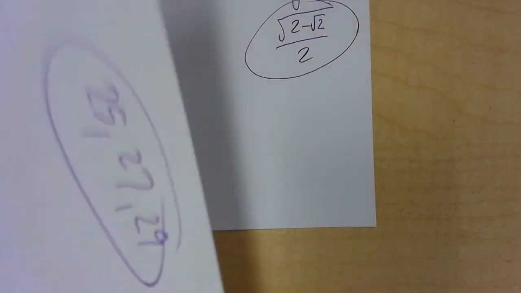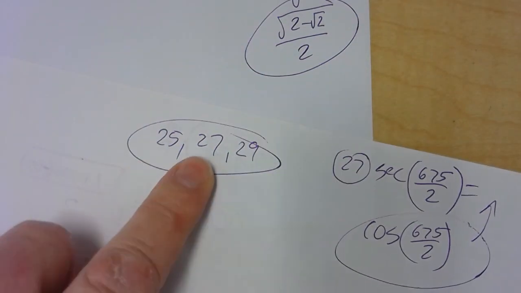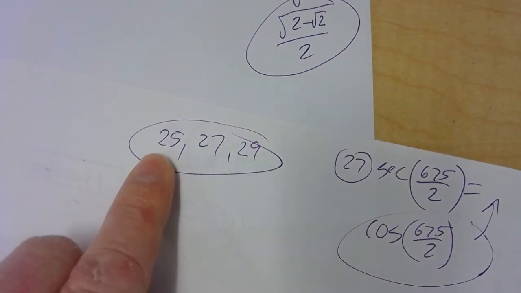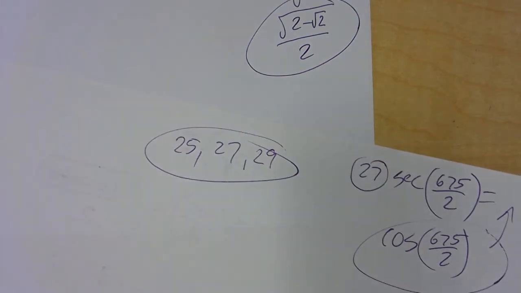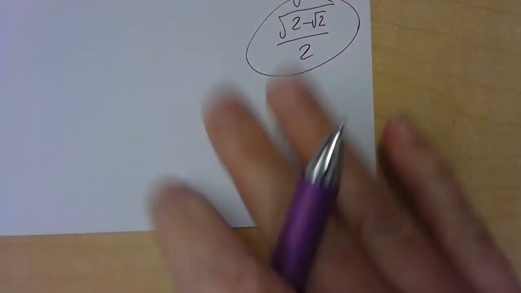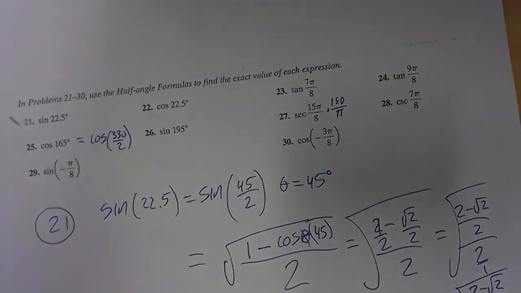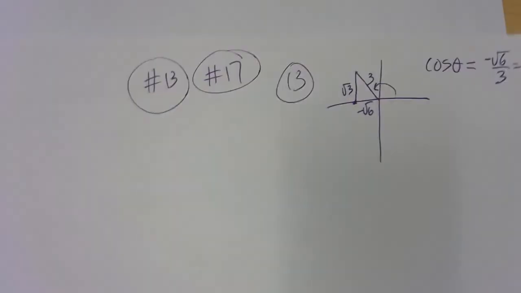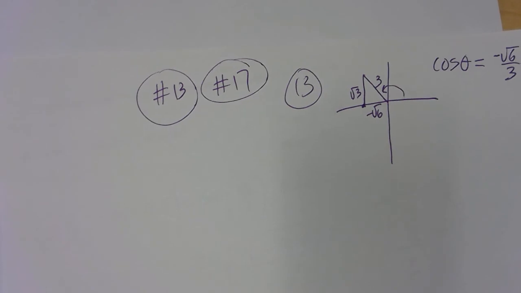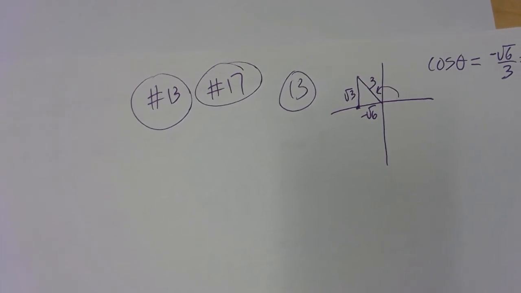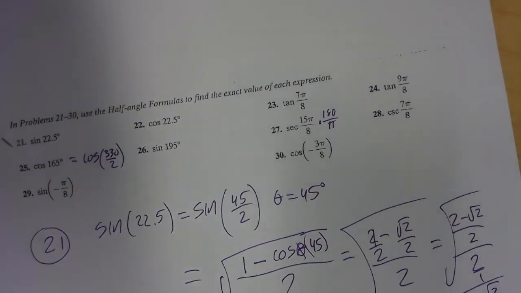Okay. So in summary here, to do 25, 27, 29 to work with the formulas. And then in the other section, what did I ask you to do? Try the 13 and the 17. So it's 5 problems.